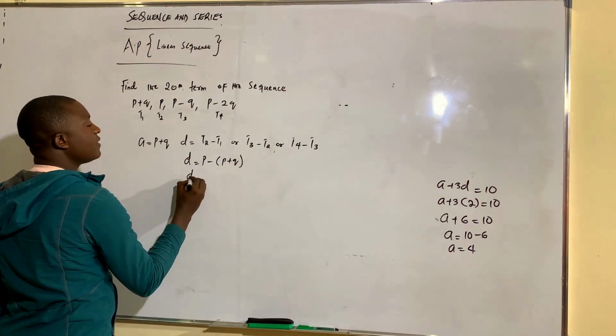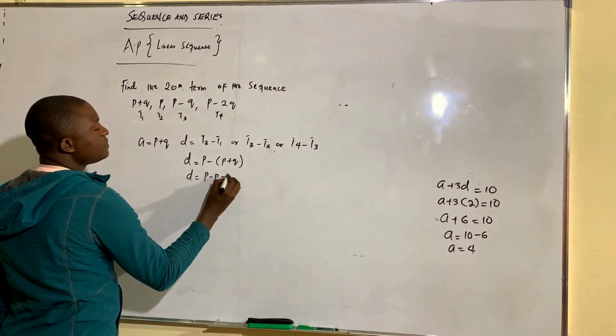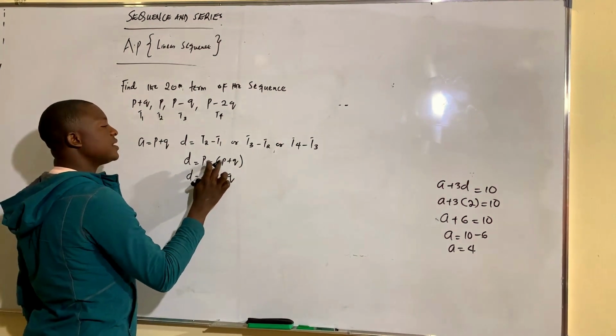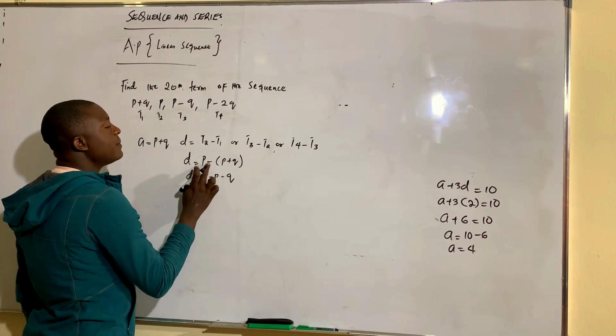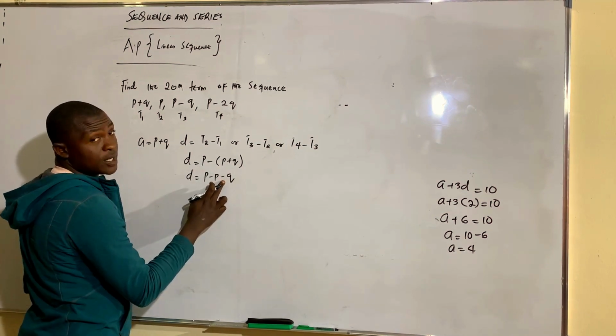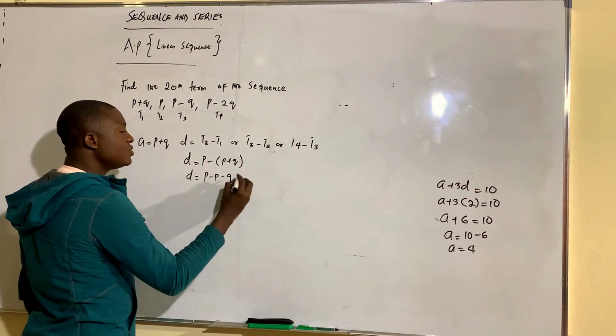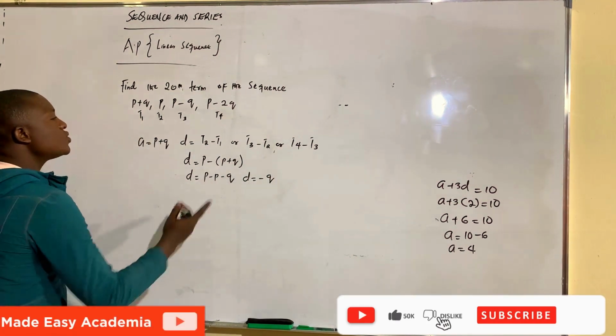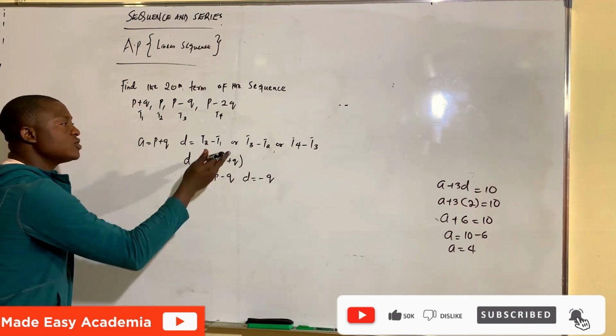So meaning I can have D to be P minus Q. If I use the minus to open the bracket, minus times P, and we have minus P, minus times plus Q, and we have minus Q. So P minus P, that's 0. That means D is minus Q.